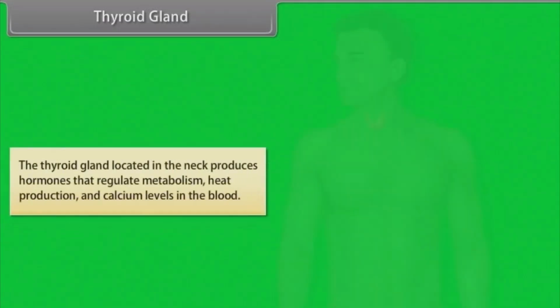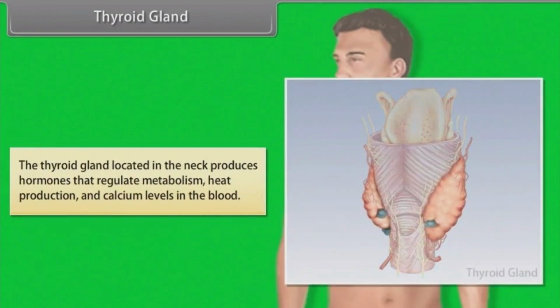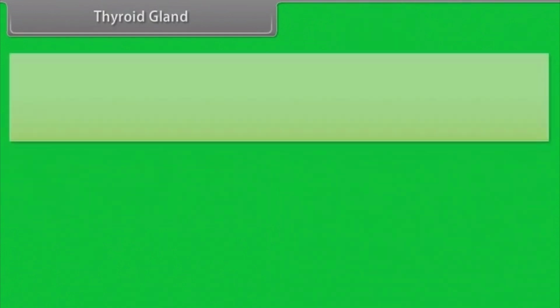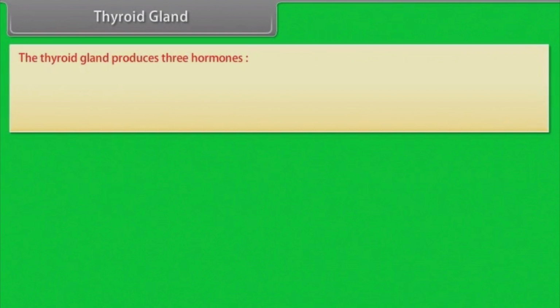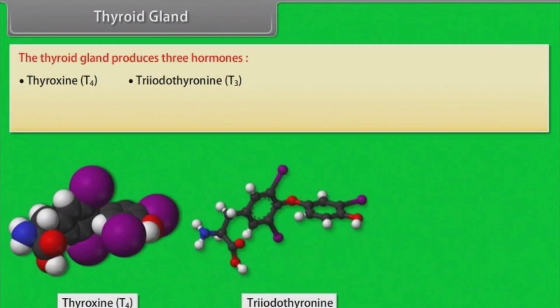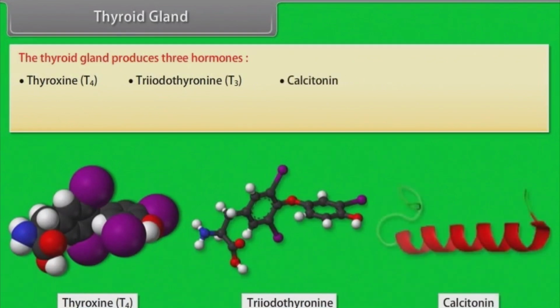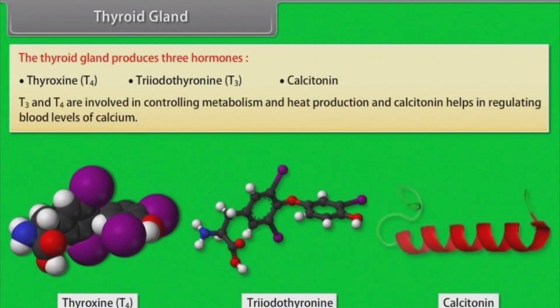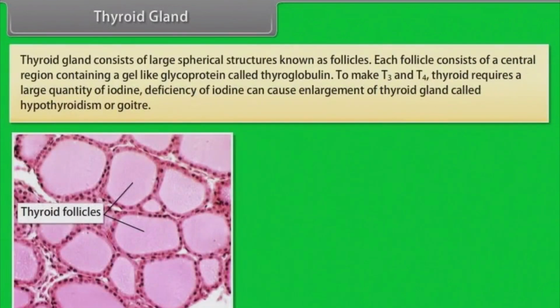Thyroid gland. The thyroid gland located in the neck produces hormones that regulate metabolism, heat production, and calcium levels in the blood. The thyroid gland produces three hormones: thyroxine, T4, triiodothyronine, T3, and calcitonin. T3 and T4 are involved in controlling metabolism and heat production, and calcitonin helps in regulating blood levels of calcium. Thyroid gland consists of large spherical structures known as follicles.